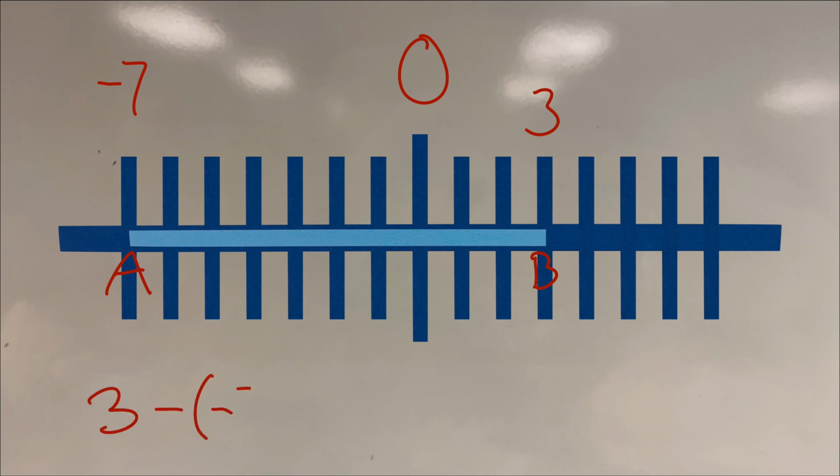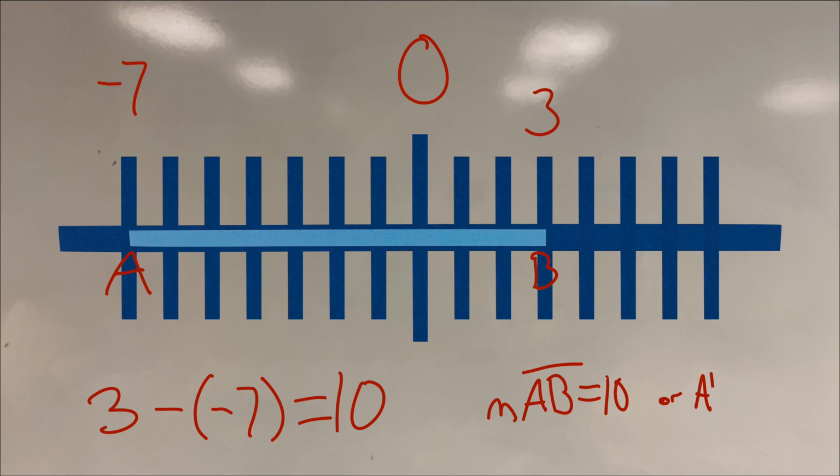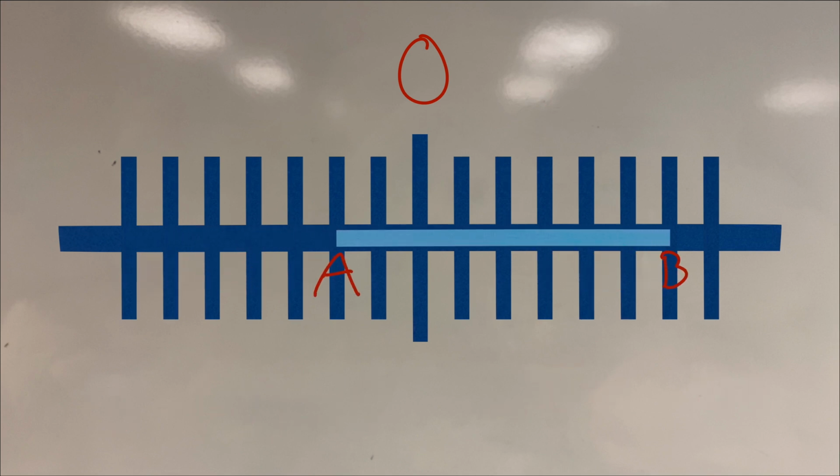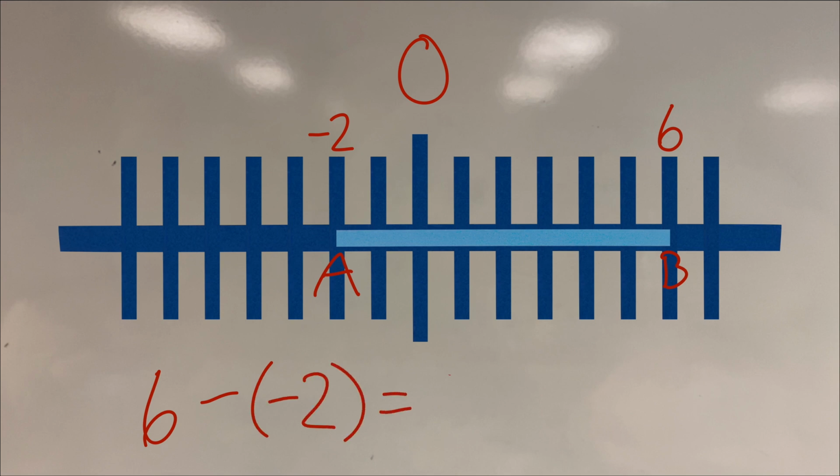So in this case, 3 minus -7 would equal 10. And the way we would end up writing this is the measure of line segment AB is equal to 10, or we would write AB without the line segment on top equals 10. If you have AB, all caps, without a line segment, that means the measure of line segment AB, or the distance from A to B, however you want to think of that. Let's look at another example here. In this case, A is at -2, B is at 6, so we do 6 minus -2, which would be 8.